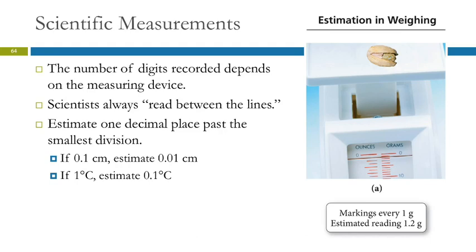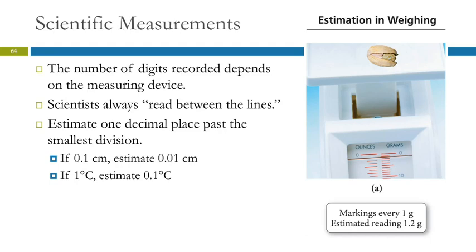So the idea here, and this is important, we'll be doing this in lab, and once you get the hang of it, it's easy, but until then, people screw up a lot. To help us remember, we say read between the lines. So that means between the lines on the scale, we're going to estimate between them. We see that the markings are every 1 gram, so we're going to estimate the next decimal place. Any questions?